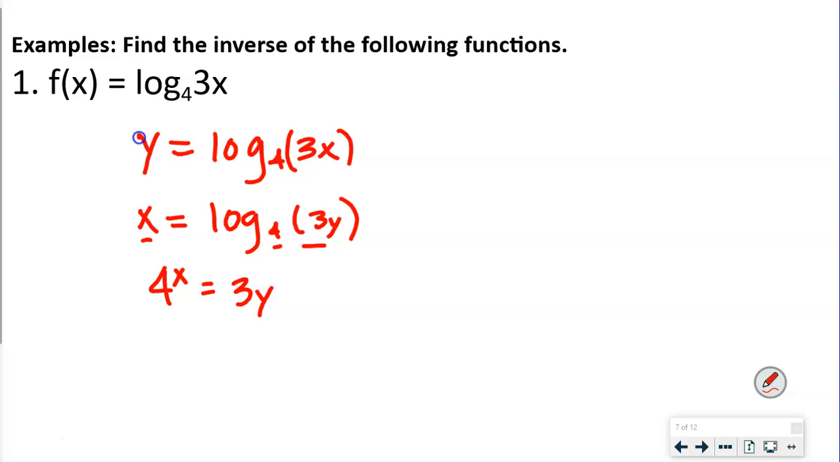Then our next step, again to try to get y by itself, would be to divide both sides by 3. So that means y is going to be equal to 4 to the x power over 3.